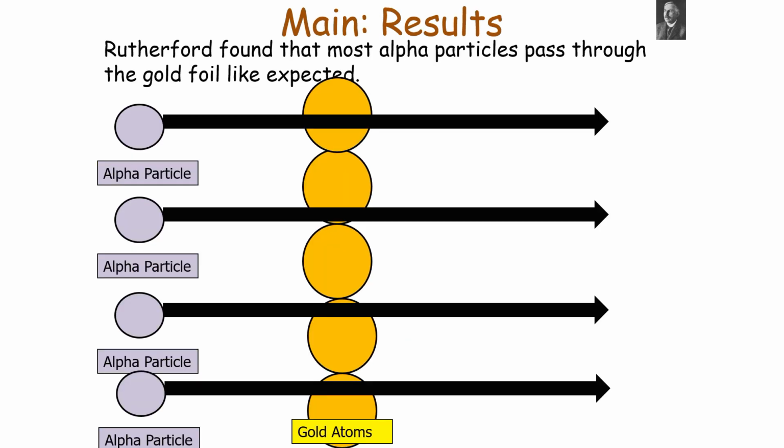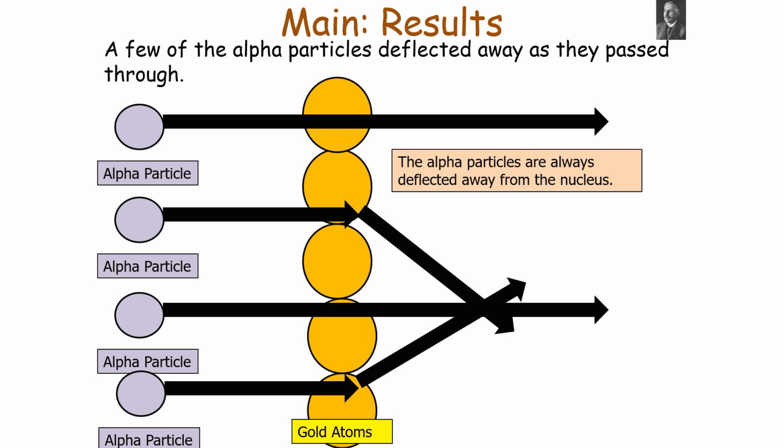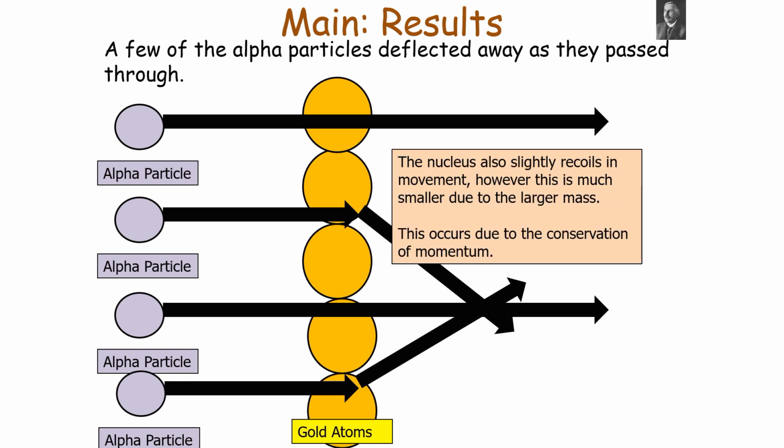So Rutherford found that most alpha particles passed straight through the gold foil, like expected. Now this actually happened because the gold atoms are predominantly empty space. So the first conclusion is that the atom is mostly empty space. Now a few of the alpha particles deflected away as they passed through. Now the alpha particles are always deflected away from the nucleus. Now the nucleus will also recoil slightly in the movement, but this is much smaller due to the larger mass. This occurs due to the conservation of momentum.